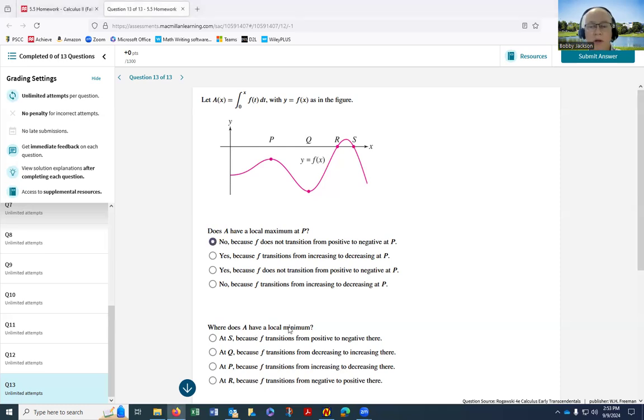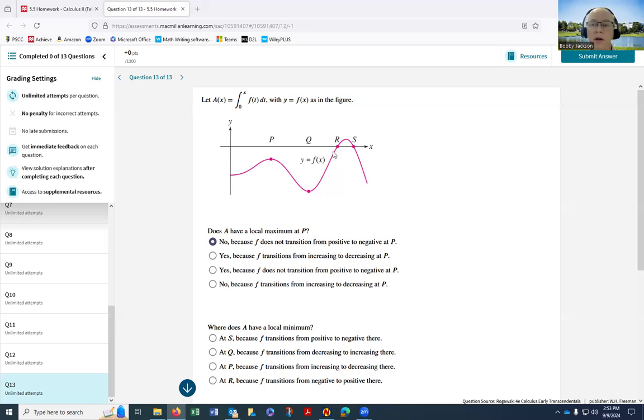Does A have a local minimum? Well, for a local minimum, we need a critical point. What are the only two critical points for A? Answer R and S, right? That's where the derivative, little f, which is the derivative of A, is 0. So those are potential points for a local maximum or a local minimum. For a local minimum, remember the sign has to change from negative to positive. So we're going from decreasing to increasing.